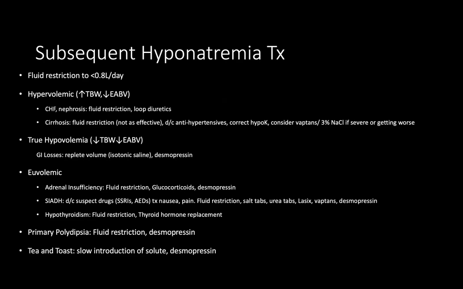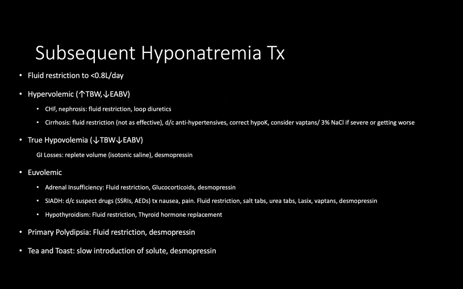And so this is a way to raise the sodium level in these patients here. In your cirrhotic patients, same thing, fluid restriction, although it's not as effective. It's very, very hard to fluid restrict these patients. You want to go ahead and discontinue any antihypertensives they may be on. Apparently, a MAP goal of 82 or less is associated with worse outcomes in hyponatremic patients who are cirrhotics. So you want to go ahead and try and keep that MAP goal above 82.